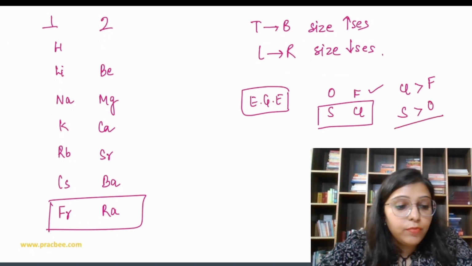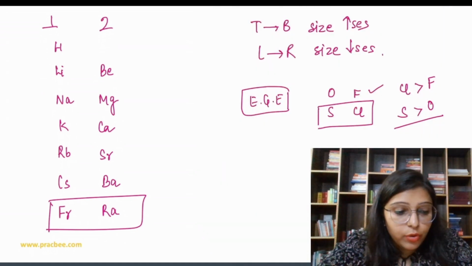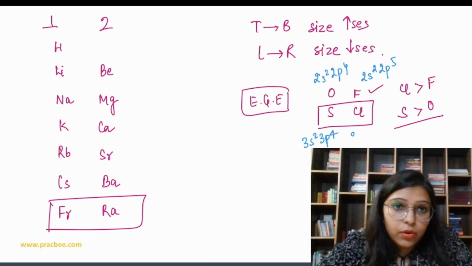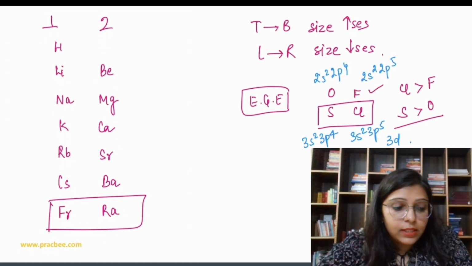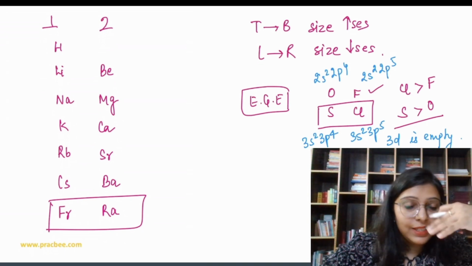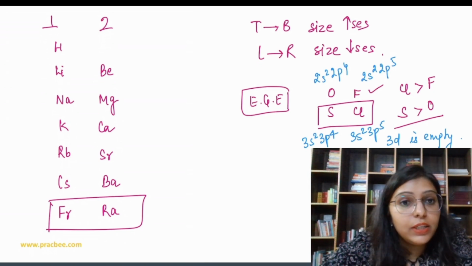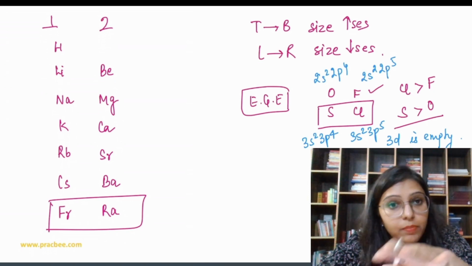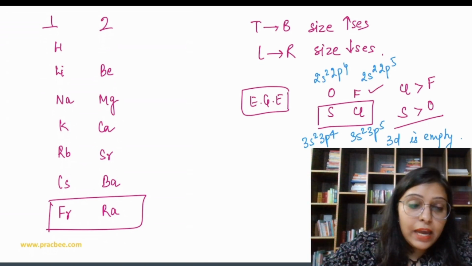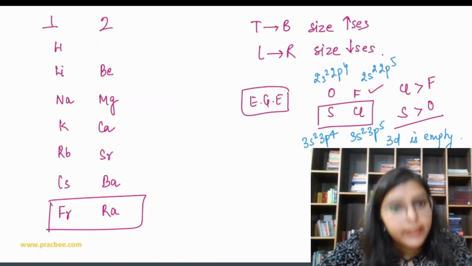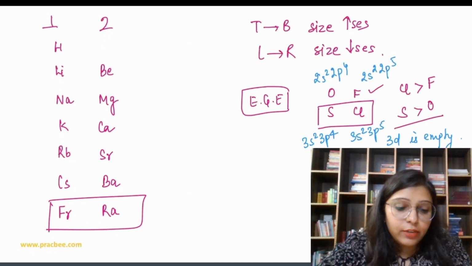Why? Because oxygen and fluorine are small sized elements. Fluorine is 2s2 2p5 and oxygen is 2s2 2p4. Sulfur is 3s2 3p4 and 3d is empty, and chlorine is 3s2 3p5 and 3d is empty. Chlorine needs to add one electron, but the space in chlorine is more, so it is easier to add an electron in case of chlorine. When the electron can be added easily because chlorine's size is more, more energy is released. So we have more negative electron gain enthalpy.